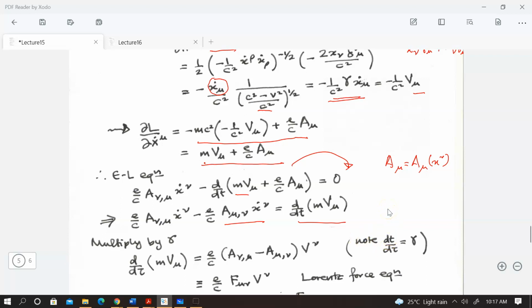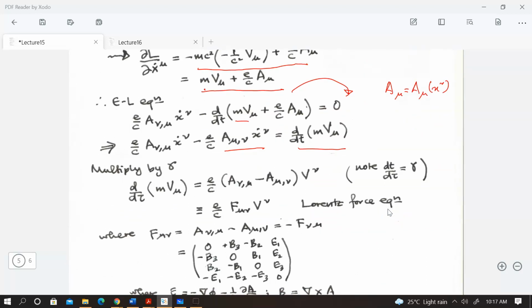Okay, so finally you multiply with your gamma. You multiply with your gamma, this will turn into the proper time. And your x dot mu here will change to your four-dimensional velocity vector. Okay, but what do we have here? It's A nu comma mu minus A mu comma nu. That is precisely your field strength tensor.